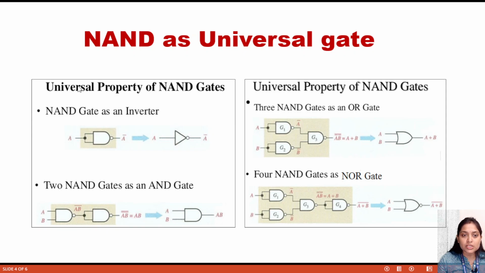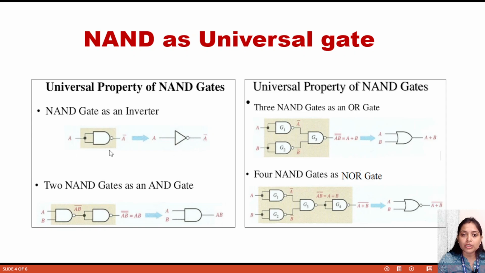Okay. So starting with the NAND gate as an inverter. So here you can easily understand, all of you know, this is the NOT gate symbol. If you didn't know why it is called a NOT gate, please follow my previous video. Everything is explained properly. Okay. So in a NOT gate, if I give A as the input, then the output will be A bar.